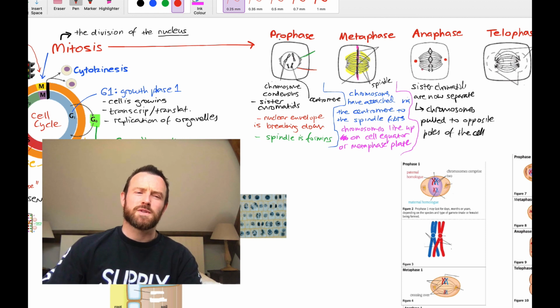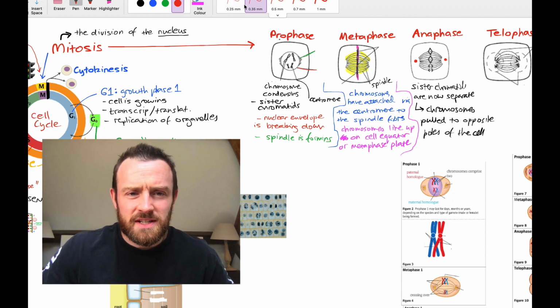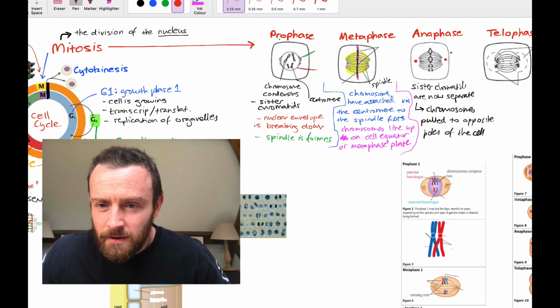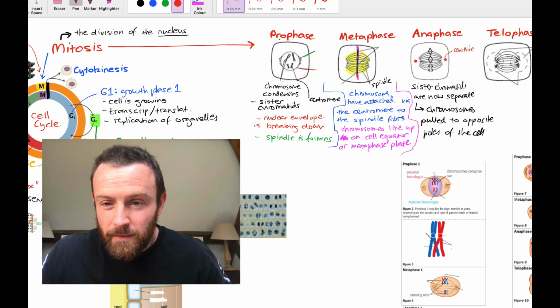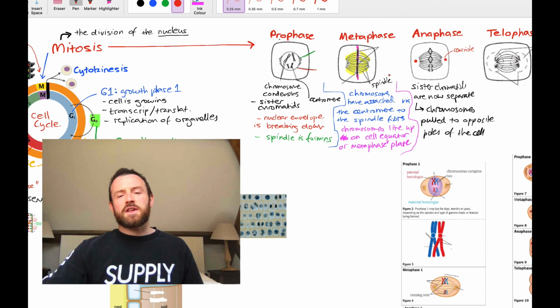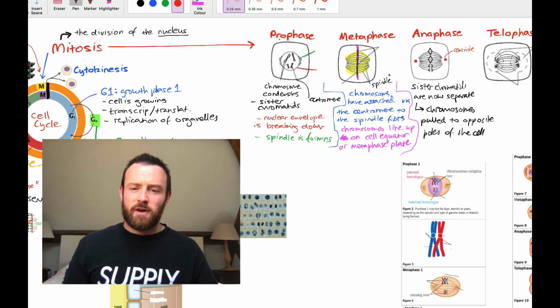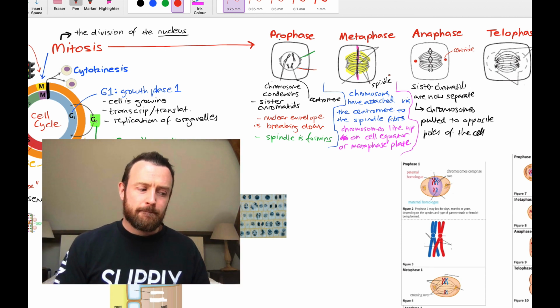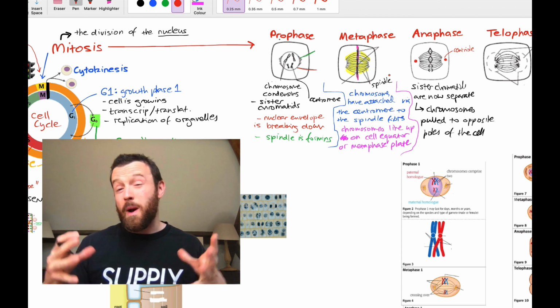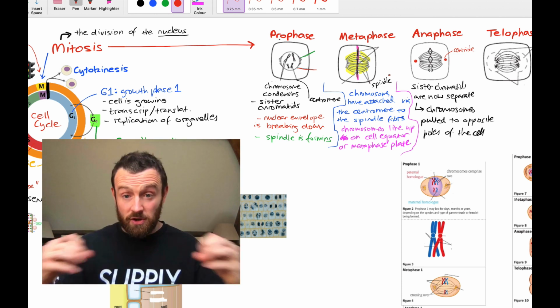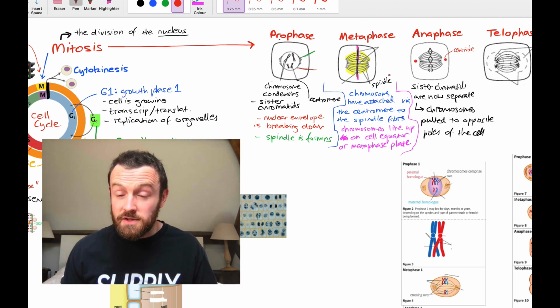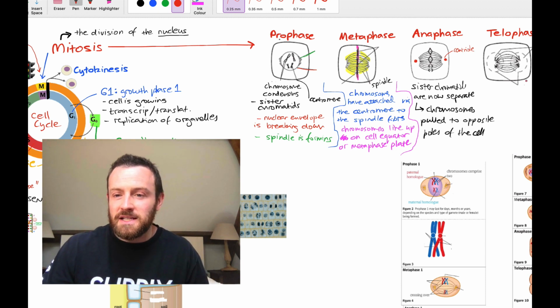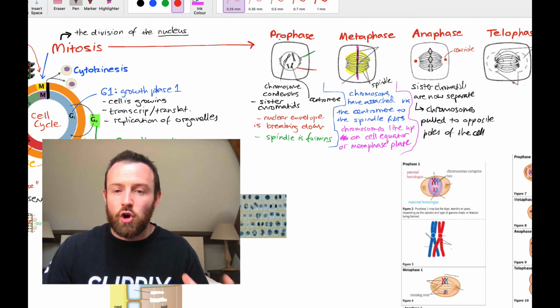Now these poles are actually called centrioles. And those are the things that organize the spindle fibers, okay? The spindle fibers grow out of those centrioles, and that's where the chromosomes now are moving towards. Finally, telophase is basically when the chromosomes have got to the poles.